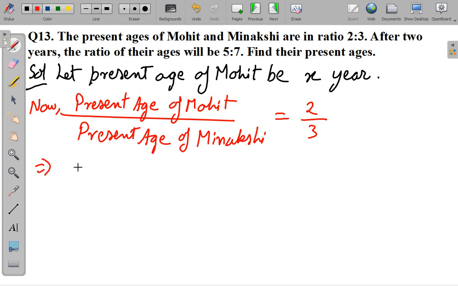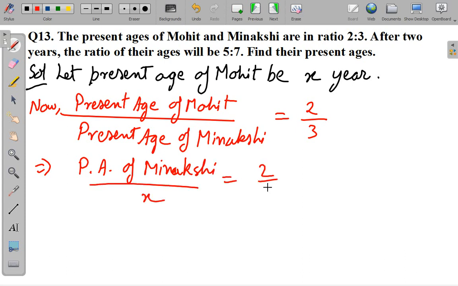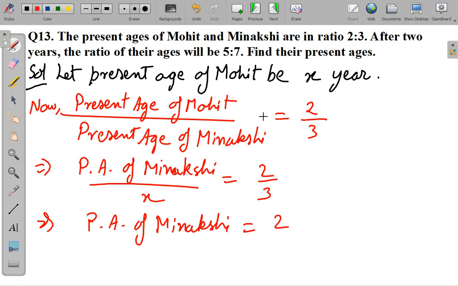So this is present age of Meenakshi upon x is equal to 2 upon 3. So that means the present age of Meenakshi will be, once again, this is the same mistake I am doing again and again. God knows what happened to me today. 3 by 2 of x.